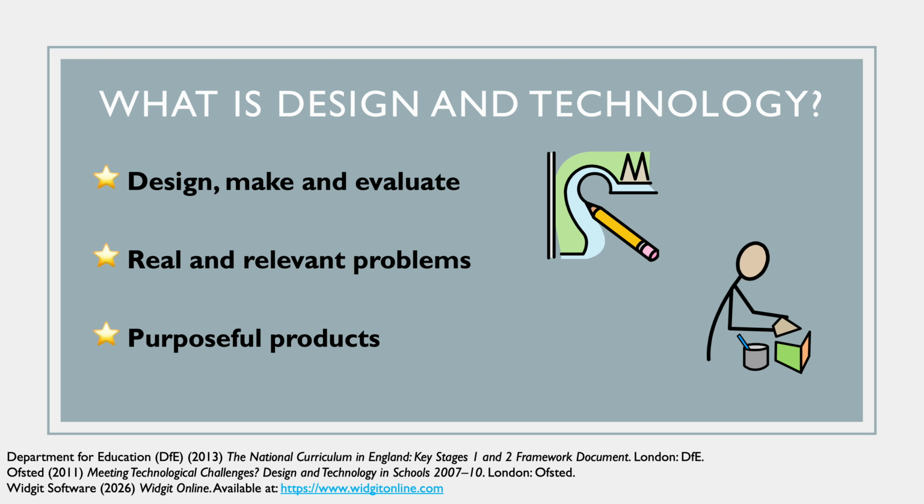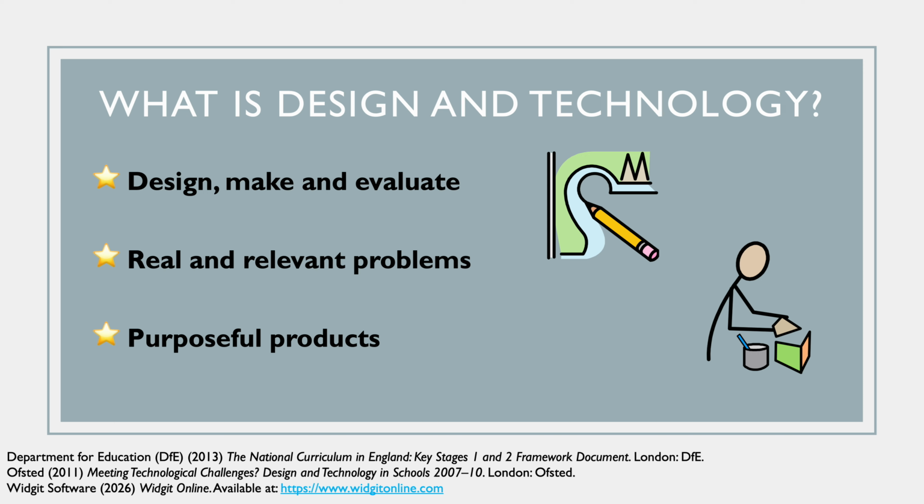So, what is design and technology? The national curriculum states that design and technology is a subject in which pupils use creativity and imagination to design and make products that solve real and relevant problems. This highlights that the subject is not just about making, but about problem solving and purposeful design.